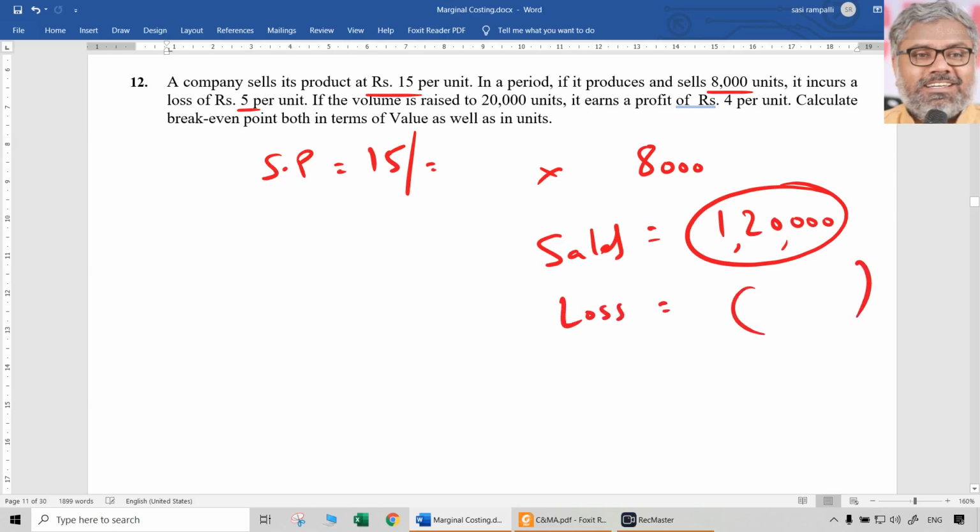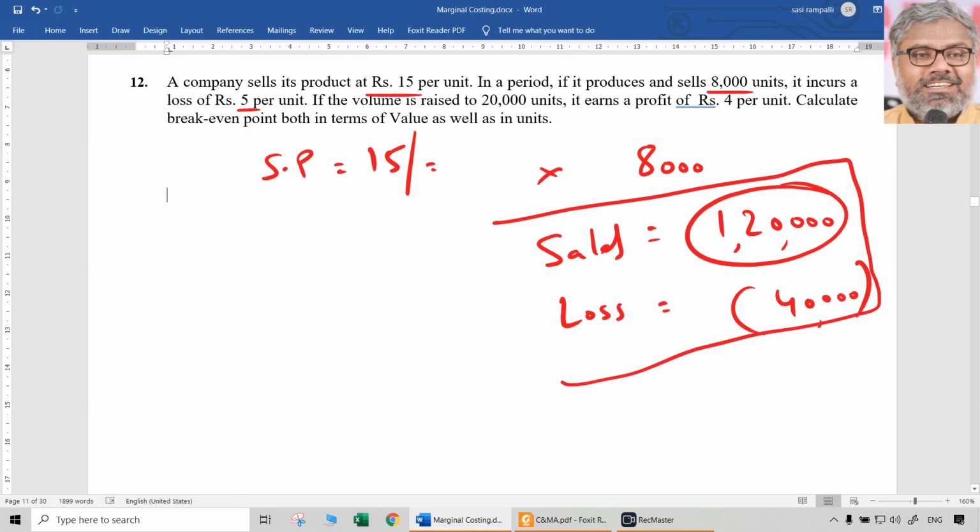Loss is nothing but negative profit. 5 rupees per unit, he says. So 5 into 8,000. Loss is how much? 40,000. So sales is 1,20,000 in one period. It is only similar to the questions we did earlier, but only given in a different way. In one period, it sells 1,20,000 rupees and incurs a loss of 40,000.